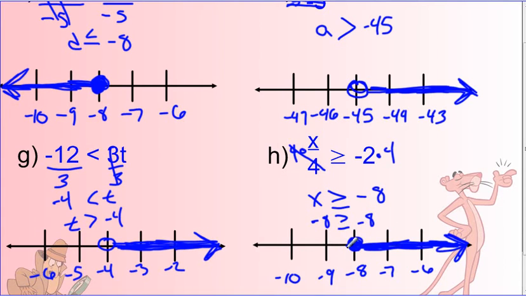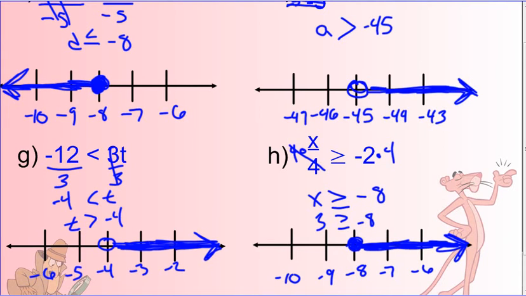If I plugged in any other number that was shaded in, say negative 5, is negative 5 greater than or equal to negative 8? Yes. Even if I used a positive number like 3, 3 is greater than or equal to negative 8. So this number is an answer, along with everything else that's shaded.